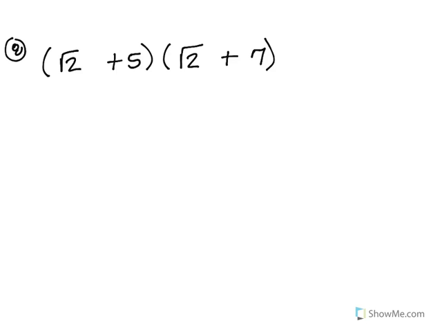Number 8. Open parenthesis, square root of 2 plus 5, close the parenthesis, times open parenthesis, square root of 2 plus 7, close the parenthesis. Same setup. We're going to multiply by the square root of 2. Then we're going to turn around and multiply by 5.